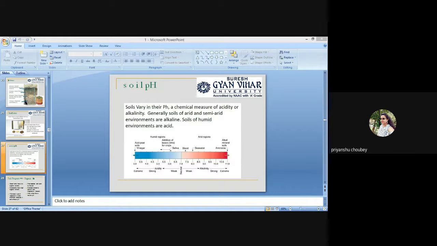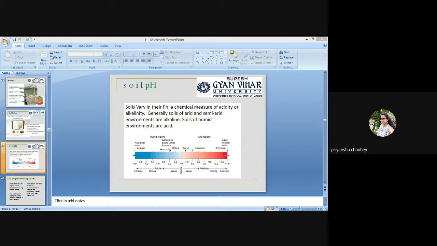Soil pH determination. Soil pH is measured by the pH meter. The pH meter is basically a high impedance amplifier that accurately measures minute electrode voltage and displays the result directly.